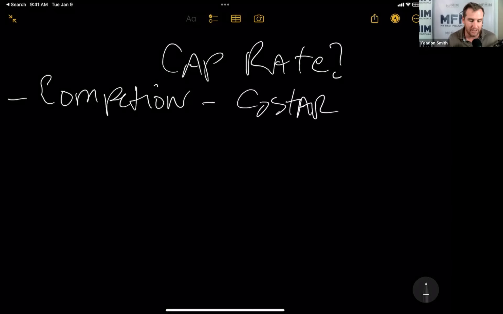Loan brokers and realtors, or commercial brokers, have access to CoStar, and they can give you a report on what is transacted and what the cap rate was that it transacted at. That'll give you an idea.